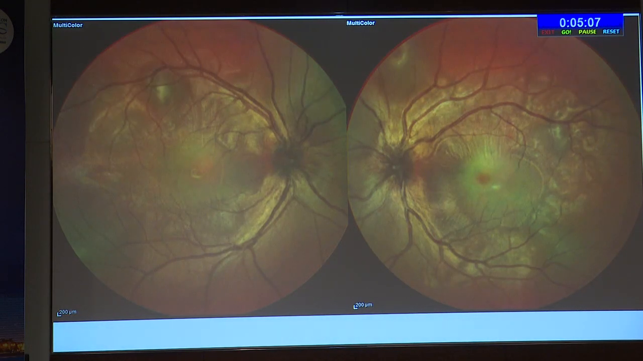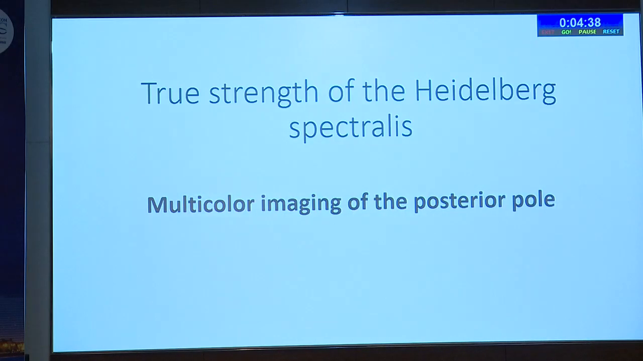Now we go to the next technology, which is the Spectralis. It works on laser technology and it highlights whatever is visible to it very nicely. But the limitation is that it will give you images only up to 55 degrees. It is very difficult to get steered views with this multicolor technology. It is not very easy to do. For all practical purposes, it gives you good images, but there are some shortcomings. You cannot image the periphery. But the true strength of the Heidelberg Spectralis lies in multicolor imaging of the posterior pole.